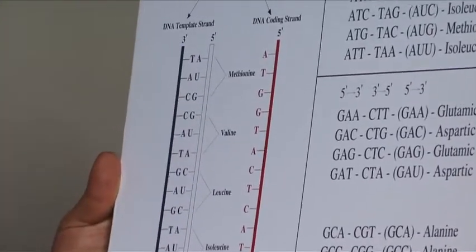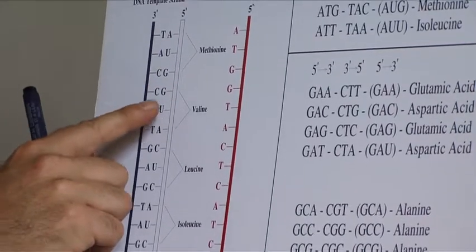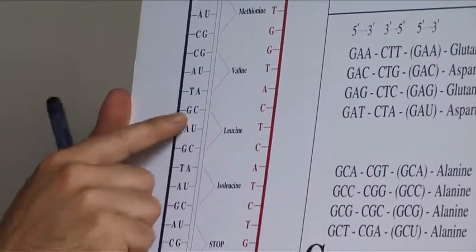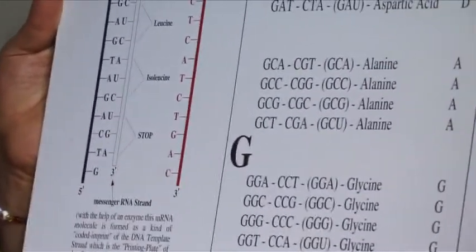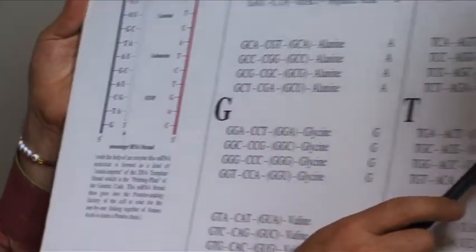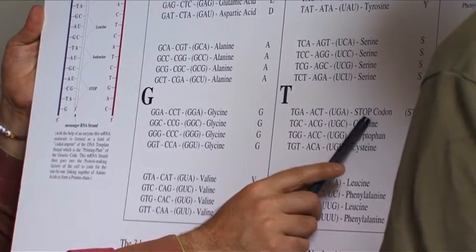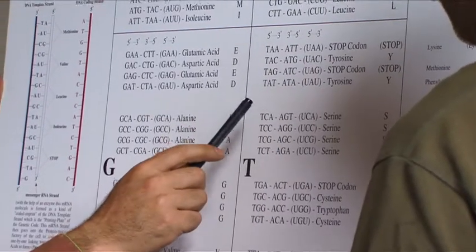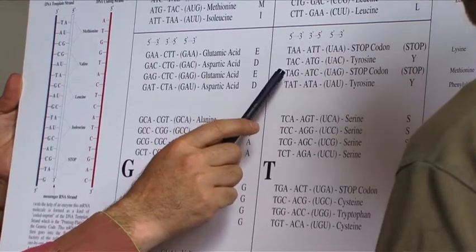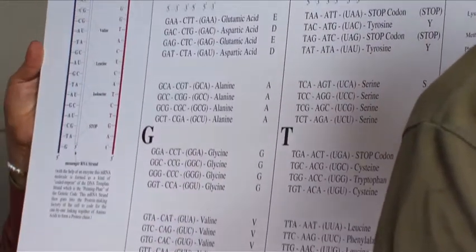Methionine says start. So what they're showing on this little graphic is every sequence starts with a start. And it goes on to valine, leucine, isoleucine, and then stop. Okay? You notice there's a stop codon here. Stop here, and stop here. And that's TAA, TAG, and TGA.